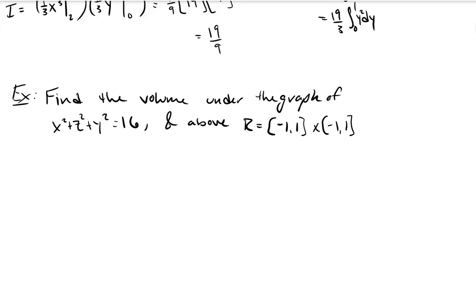So maybe first we start by visualizing. You might notice this equation, it's written in maybe a strange order, but this is just a sphere centered at the origin, radius 4. And we're saying we want to keep what's below that graph, but above this rectangle in the xy plane, -1 to 1 in both directions.